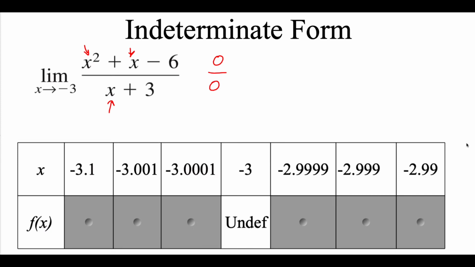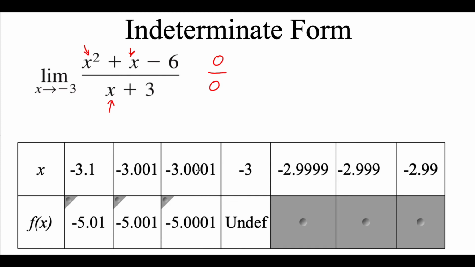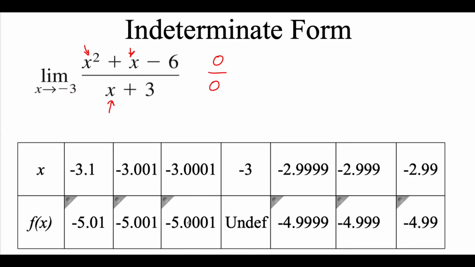But if we tried to evaluate things numerically, looking at a table, if we approached -3 from each side, so if we plugged in -3.1, we would get -5.01. If we plugged in -3.001, we'd get -5.001. And as we gradually move closer to -3, and approach -3 from the other side as well, it looks like our limit is approaching -5. So this limit does exist. We're just not able to determine what it actually is based on the way our limit is written right now.